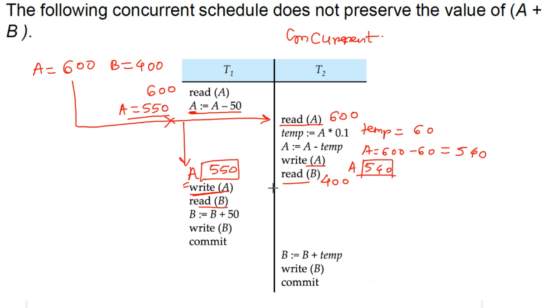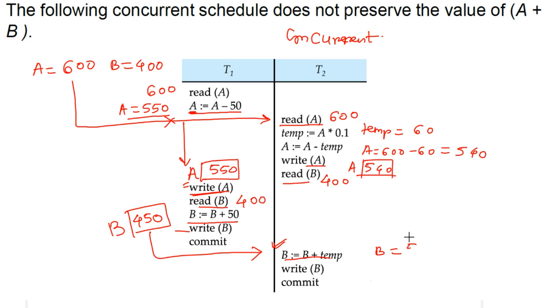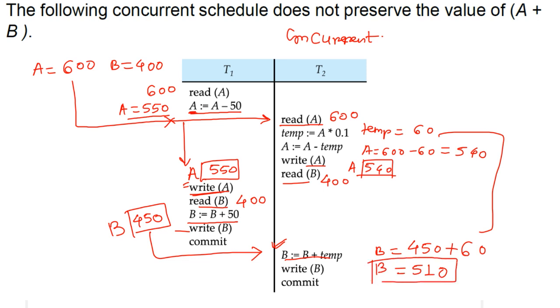Read B. So B, obviously there is no change. So B will be 400, right? B is equal to B plus 50. So 400 plus 50, that is 450. Write B and commit. So this is the final value for B, right? Then come to the T2 transaction, that is here. Now here B is equal to B plus temp. So B is 450 plus temp is equal to 60. Temp is coming from here, so 60. So B value will be 510. As this has been written and committed, so this is the final value of B.